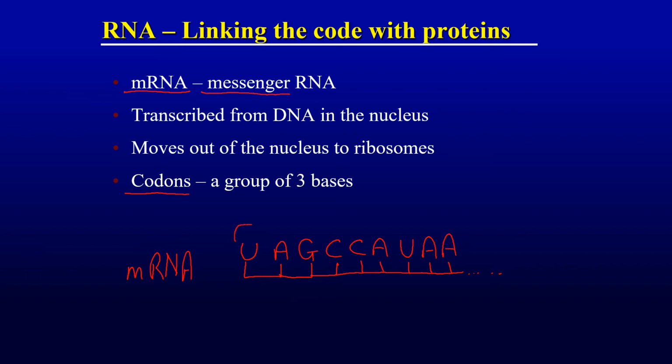So a codon then is simply a group of 3 nucleotides. This would be one codon. And there's another one right next to it. There's another codon. And there's another codon. So in that short section I drew, there are just 3 codons. So a codon then is simply a group of 3 nitrogen bases.